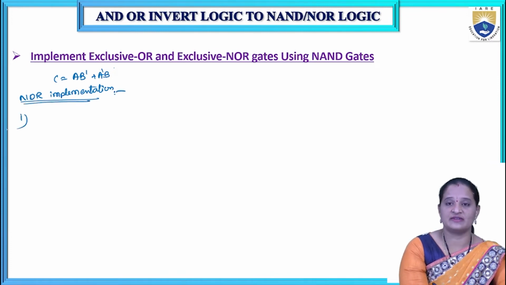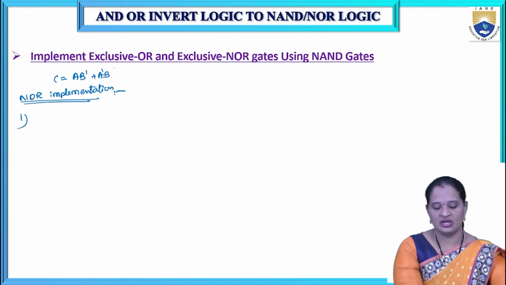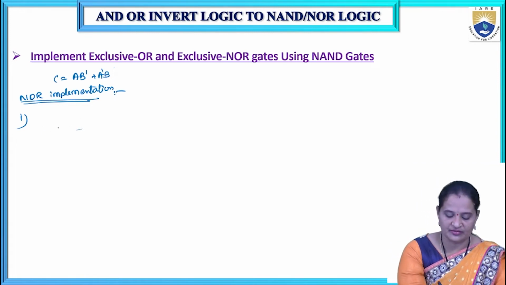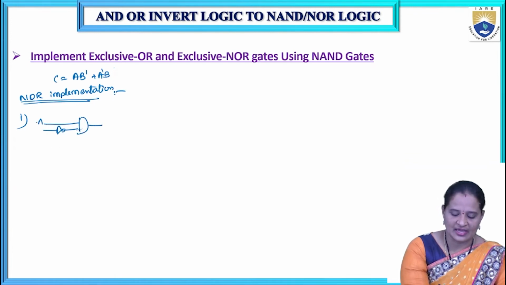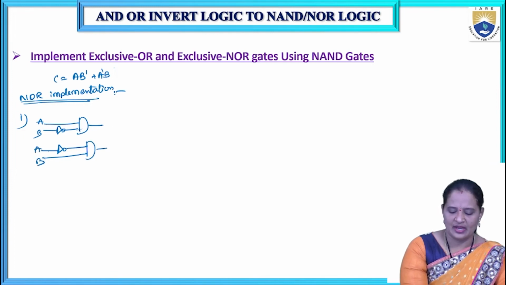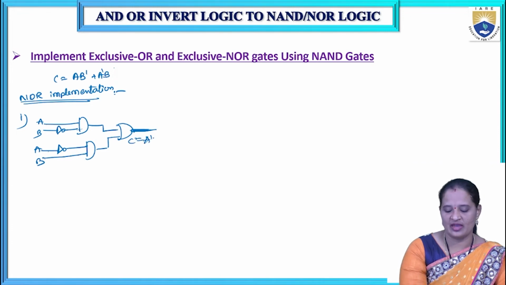First step. What is the first step? Draw the AOI logic. Drawing the AOI logic means we need to have A, this is B bar, and this is an AND gate. This is A, B bar. And next A bar, B. So this is A bar and B. Finally we have an OR gate. This is an OR gate, not an AND gate. So C is equal to A bar B plus A B bar. This is the first step.